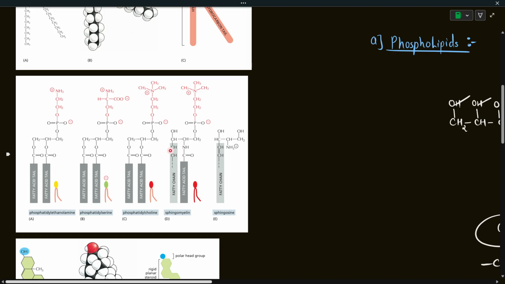This is sphingomyelin, where you have sphingosine as the backbone. This is the sphingosine backbone. To the sphingosine backbone, there will be a phosphate moiety attached. This is the OH moiety and the two fatty acid chains. So these are the structures of the different phospholipids that are found on our membrane.